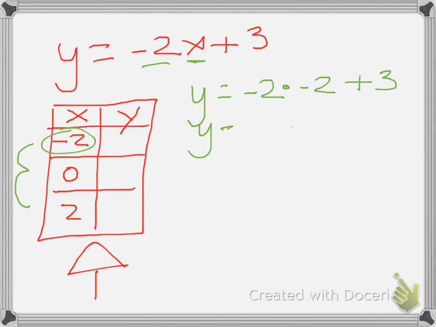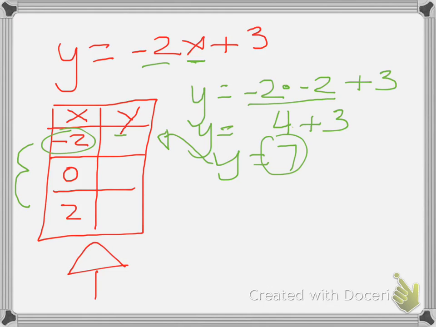So what we end up with is we're going to do this multiplication. Y equals -2 times -2 is +4, and then 4 plus 3 is 7. So we end up with y equals 7, and we put that right here next to the -2. So when x is -2 in this equation, then y is 7. And we're going to do that with each of our values, so now with 0, and then we'll do it again with the 2.